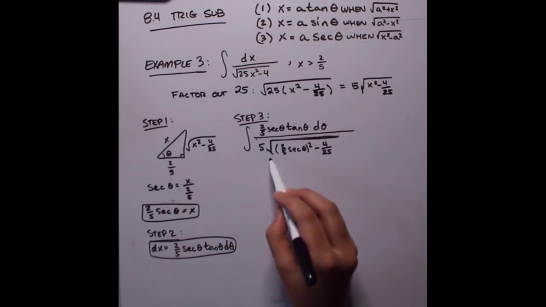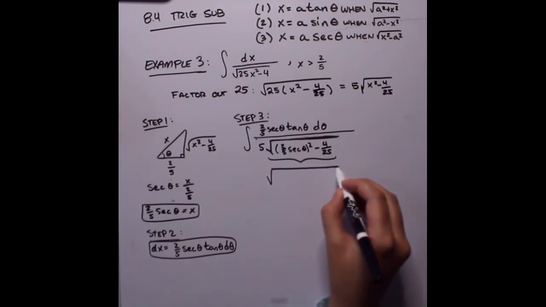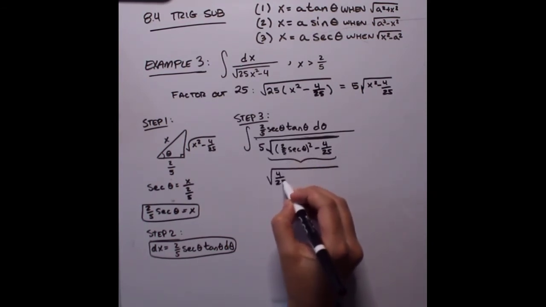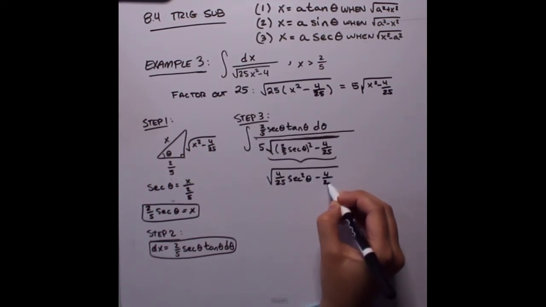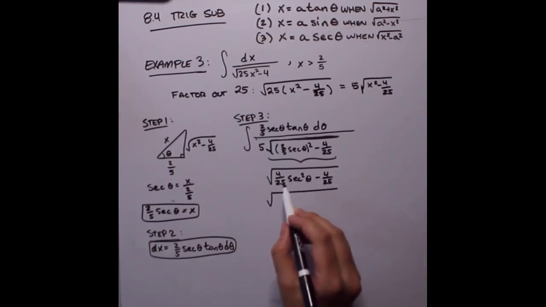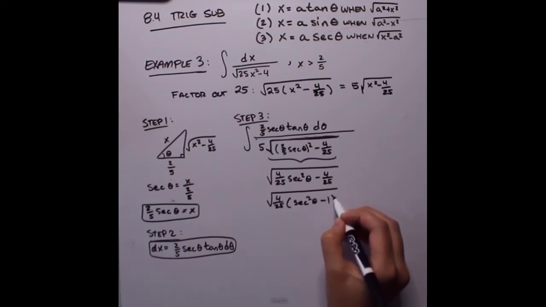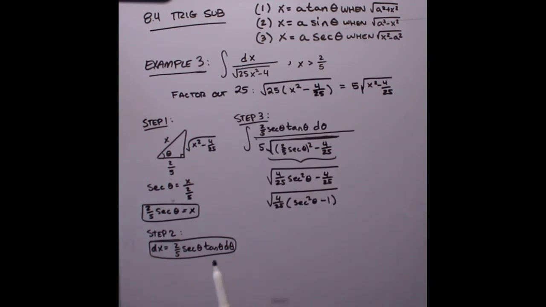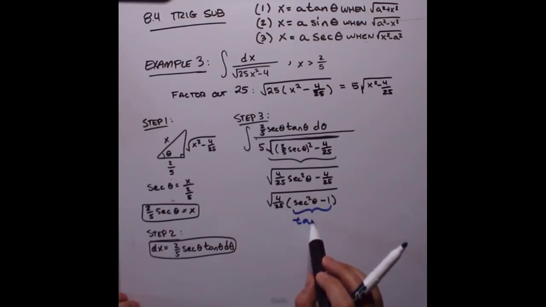I always start with the square root, so let's go ahead and go there. If you square this out, this is the square root of 4/25 secant squared theta minus 4/25. And what we've done in the previous examples, and we're going to do now, is also factor out this value. So 4/25 gets factored out, and we have secant squared theta minus 1. And whenever we do this factoring, it always leads us to another trig identity that we know. So this is tangent squared theta.